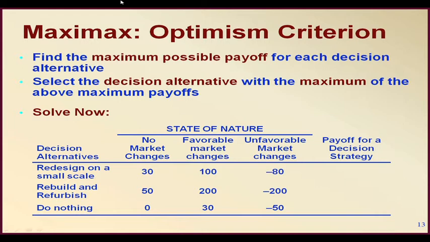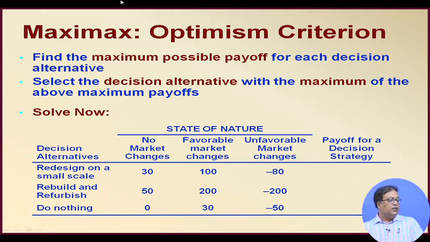Putting it in a different language, let's look at this particular problem once again. If you look at the various states of nature, there are 3 possible changes: no market change, favorable market change, and unfavorable market change. Here the Maximax operator, who believes in optimism, would like to think that the best state of nature would occur for whatever decisions he or she may take.